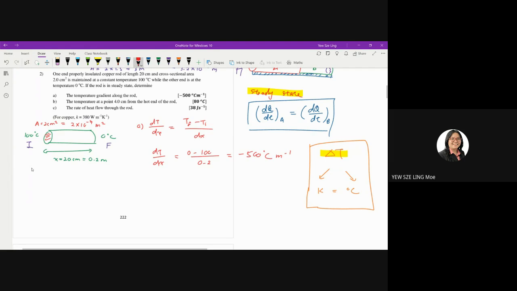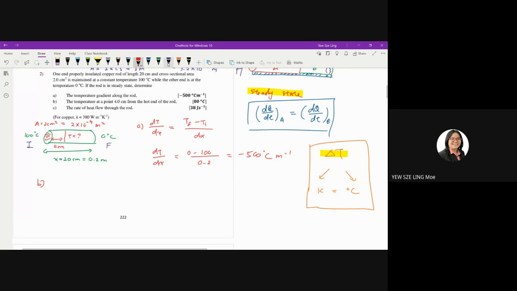Okay, now let's look at question B. The temperature at the 4 cm from the hot end of the rod. So now, what does the question want? The question doesn't want the temperature at 0 degrees anymore. It wants to see what happened at 4 cm from the hot end. So let's say this is here. So this is 4 cm from the hot end. So what is the temperature at this position? That is what is being asked in the question.